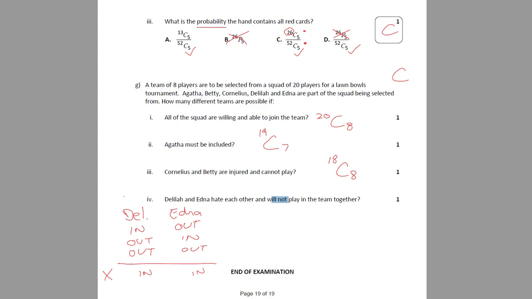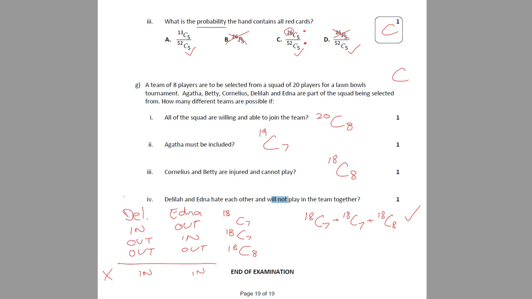If Delilah is in the team and Edna's out, I still need 7 more people, but there's 2 people I can't pick from. So 20's gone down to 18. If Delilah's out and Edna's in, it's the exact same setup. It's still 18 to pick from. I'm going to choose 7. If they're both out, again, I've only got 18 people to pick from, but I've got to choose a full complement of 8 because neither of them was on the team. So one of my answers here could be 18C7 plus 18C7 plus 18C8, and that will be correct.